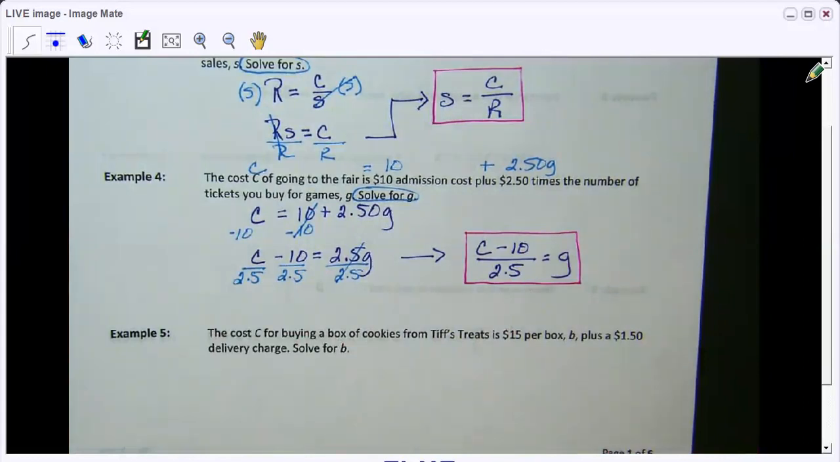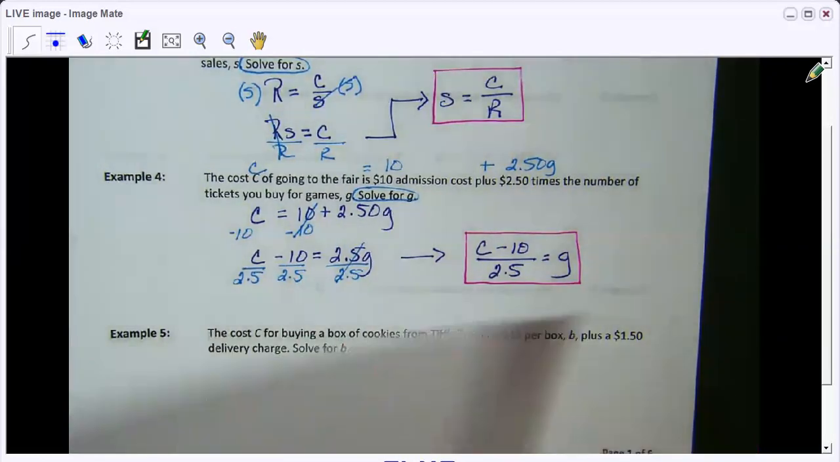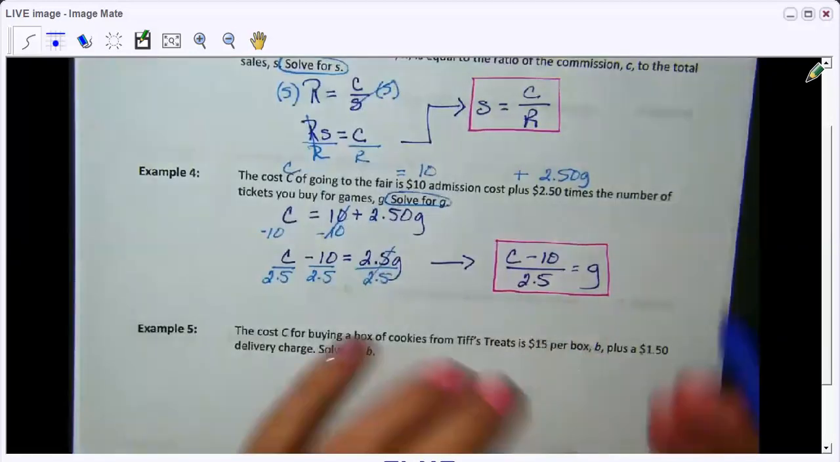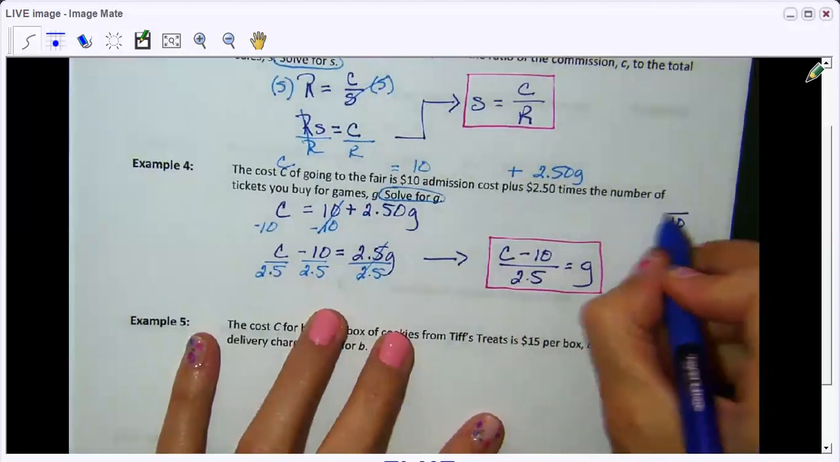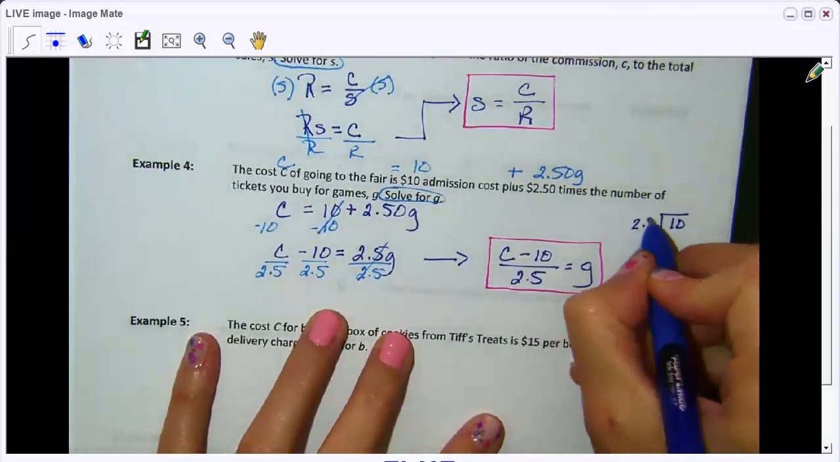Does that confuse you? So what would you have done? Okay, do you know what you would have done? I can show you what I was going to do. Yeah, you would. C over 2.5 minus 4 equals G.